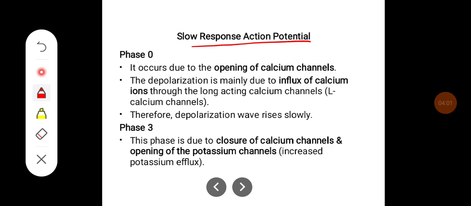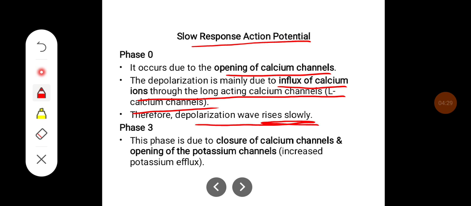Slow response action potential, which is mainly seen in the SA node. It has different phases: phase 0, phase 3 and phase 4. It occurs due to the opening of the calcium channels. The depolarization is mainly due to the influx of calcium ions through the long-lasting calcium channels, that is L calcium channels. Therefore, the depolarization wave rises slowly.